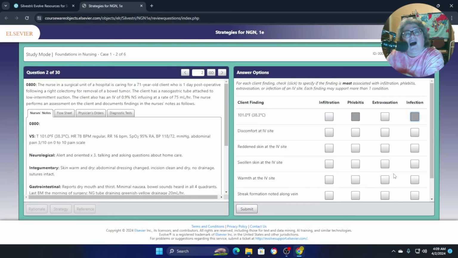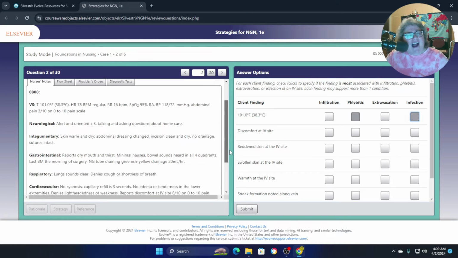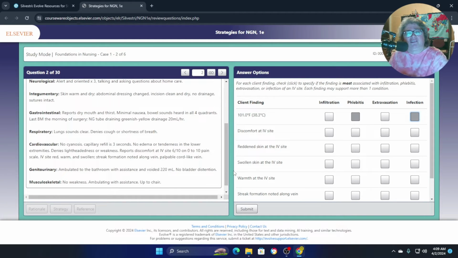Now, what's causing discomfort at the IV site? Connect the dots. What could be causing discomfort? Could infiltration be causing discomfort? I'd say yes. Could inflammation of the veins be causing discomfort? Sure. Could fluid moving from one area to another area be causing discomfort at the IV site? Sure. Could infection be causing discomfort? Yes. Connect the dots, think about it.